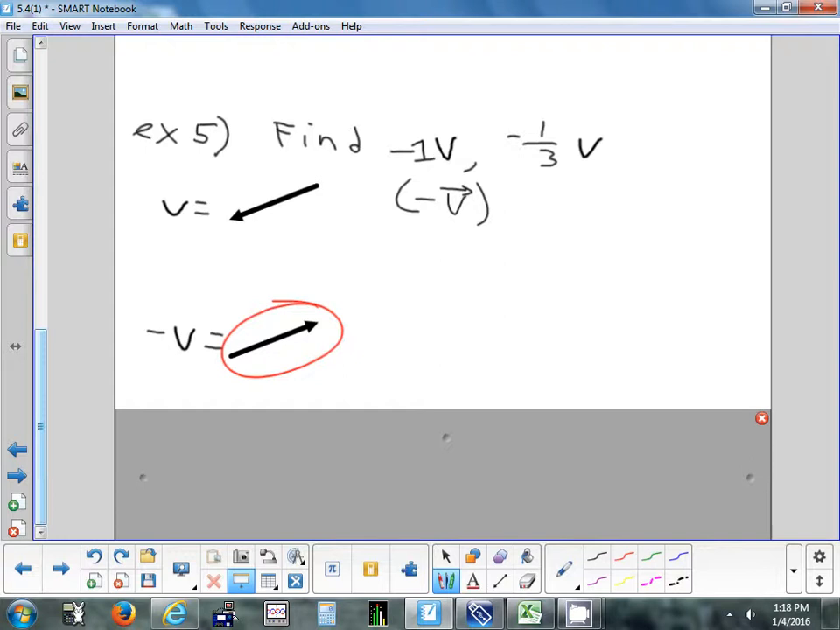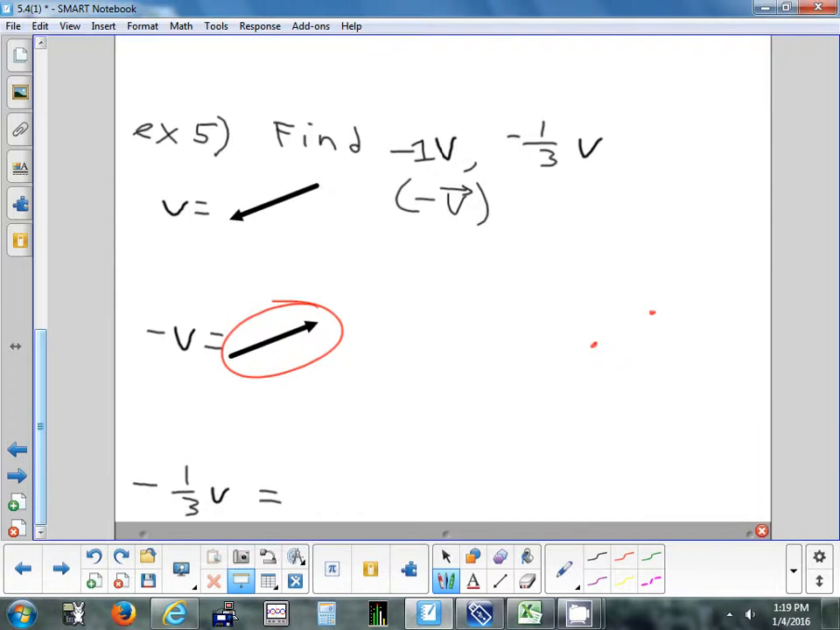If you're doing it on graph paper, basically the way you flip something is, let's just make up something. Let's say you went right 3 and up 1. Well, if you go left 3 and down 1, that would switch it. So you just basically make both negatives. If you went right and up, go down and left, and switch it. The last one I'll look at for this is negative 1/3 V. Well, I've already got negative V right there. Just make it 1/3 as long.